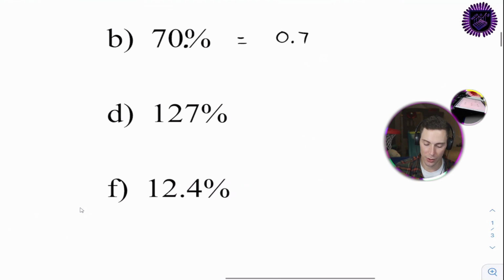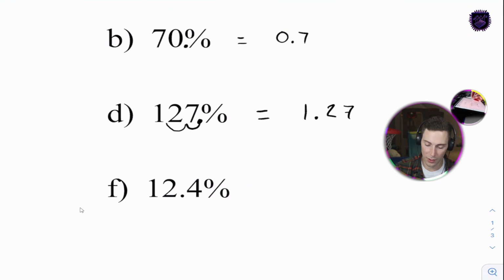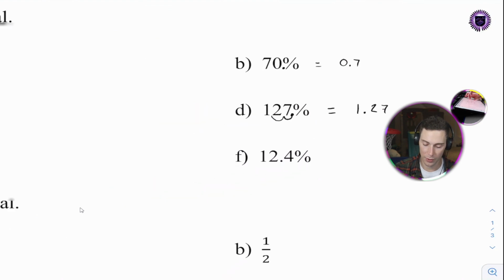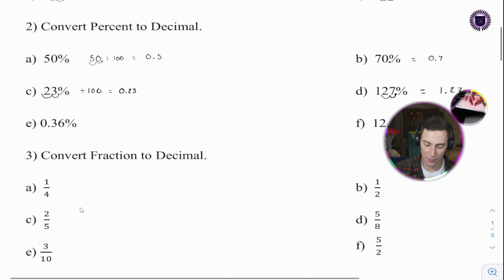D, 127%. Right, there's our decimal. We're going to move our decimal 2 places over. So our equivalent decimal is going to be 1.27. That's going to be our decimal version of 127%.